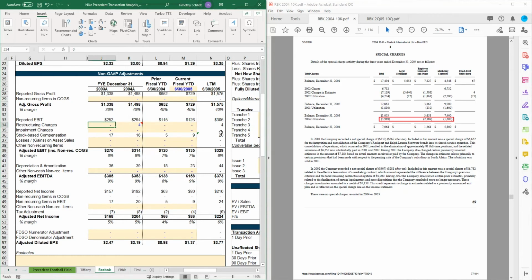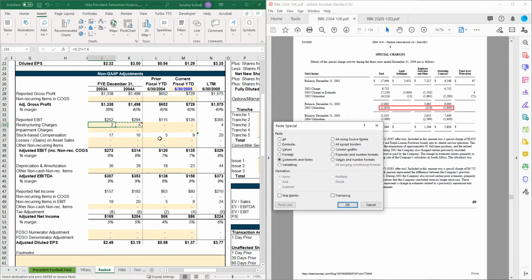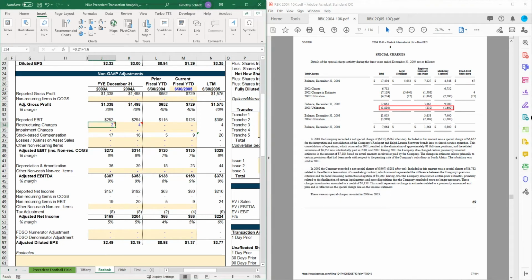And so that detailed the activity in 2004. Now we can see in 2003, we have 210 and 1600 on severance and marketing contracts, respectively. So let's throw that in. So 0.21 plus 1.6, and we get about 2 million. So let's take this comment box, copy it over. So there we have it.